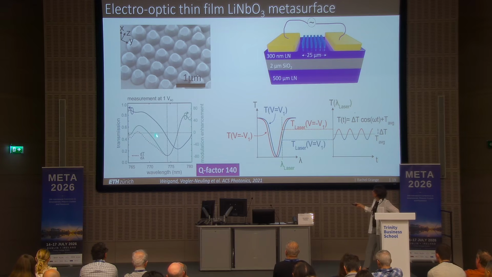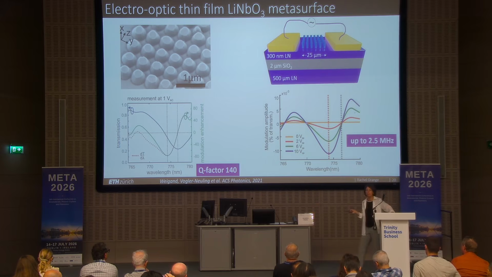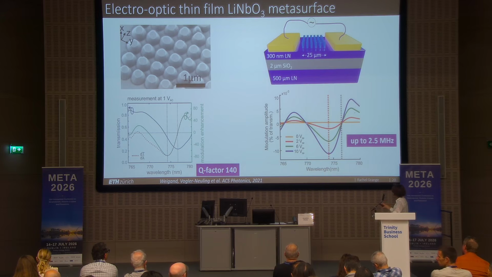So how does it look like? Here we have the transmission dip of our system at 776 nanometer, and we look at the modulation enhancement here, the derivative of our transmission dip. What we could show is that with a Q factor of only 140, because of the poor structure we are having here, we had a modulation amplitude that is pretty low, and I will show you how to enhance this, but up to 2.5 megahertz with quite little applied field, so between 0 and 10 volts, or at 2 volts, you already see some modulation appearing in such kind of structure. So it's possible to modulate, and at a quite high frequency, up to 2.5 megahertz in that case.